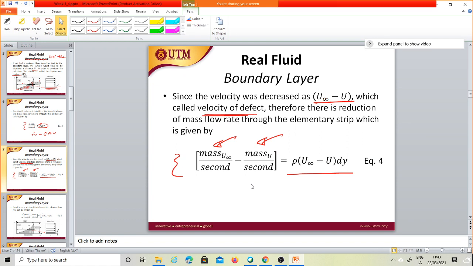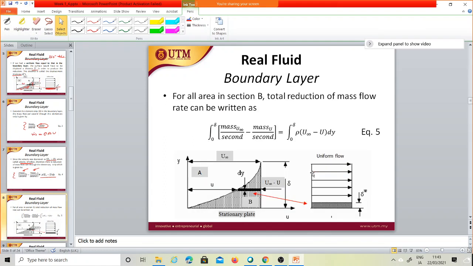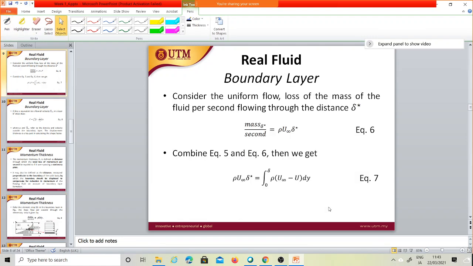So this is the loss, as I said. It means this is the expected flow, but now you are getting this much flow, so this is the loss, and this should be replaced by this part. We said that this should be replaced by this. So how about this one? If you have this displacement thickness delta star, the extra flow that you will get is this much, right? So same like this.